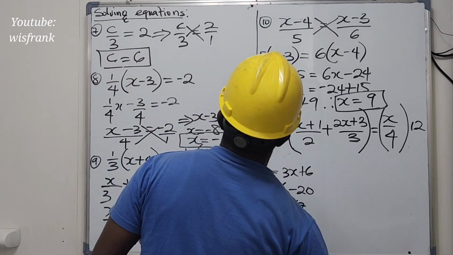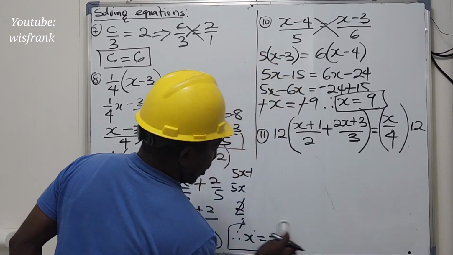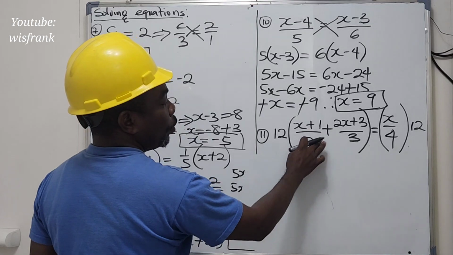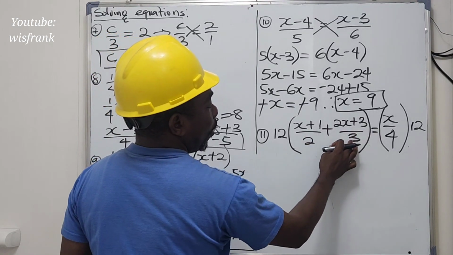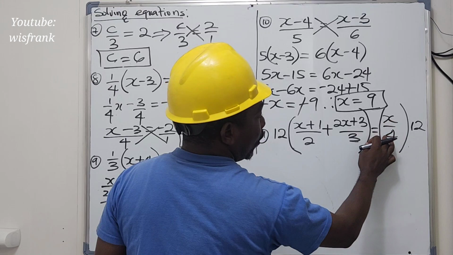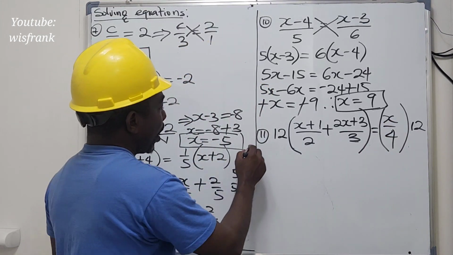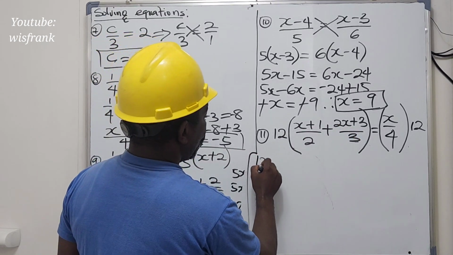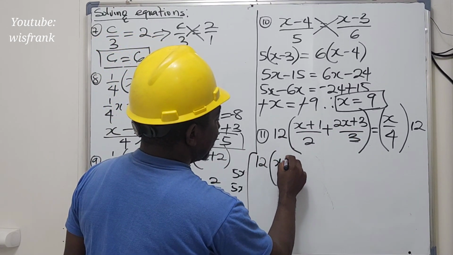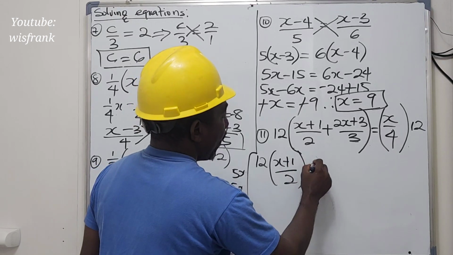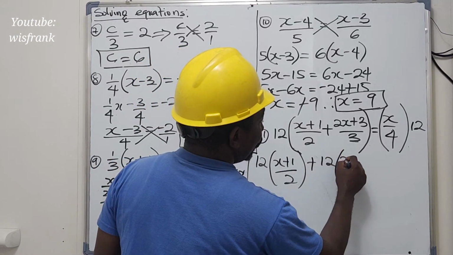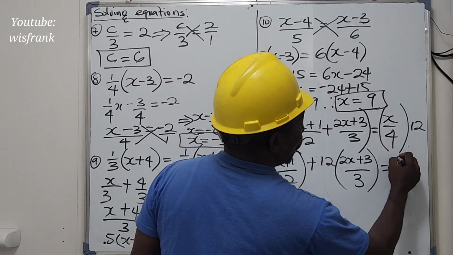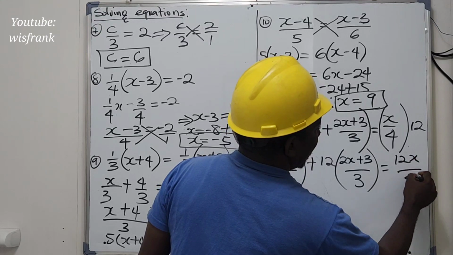So the next one that we are going to have is number 11, where we have 12 into x plus 1 all over 2 plus 2x plus 3 all over 3 equals x all over 4 times 12. So what we are going to do is expand this first. So this will become 12 times, or into, x plus 1 all over 2 plus 12 into 2x plus 3 all over 3 equals 12x all over 4.